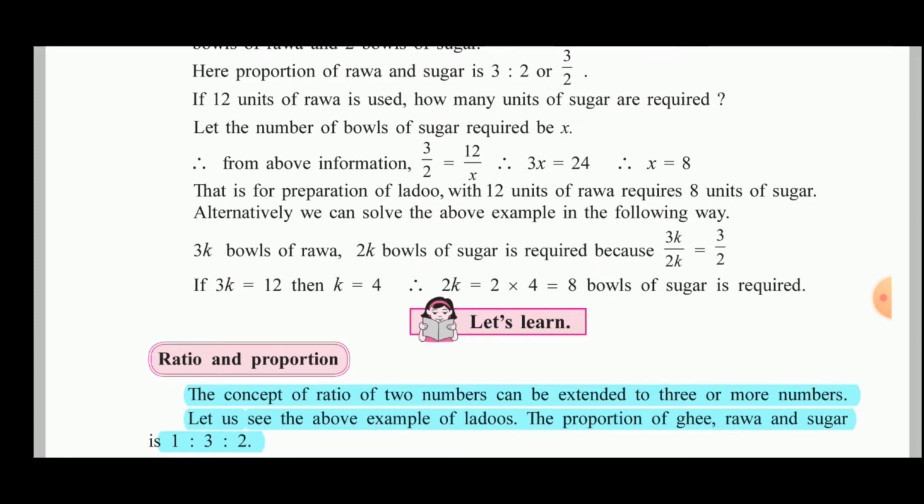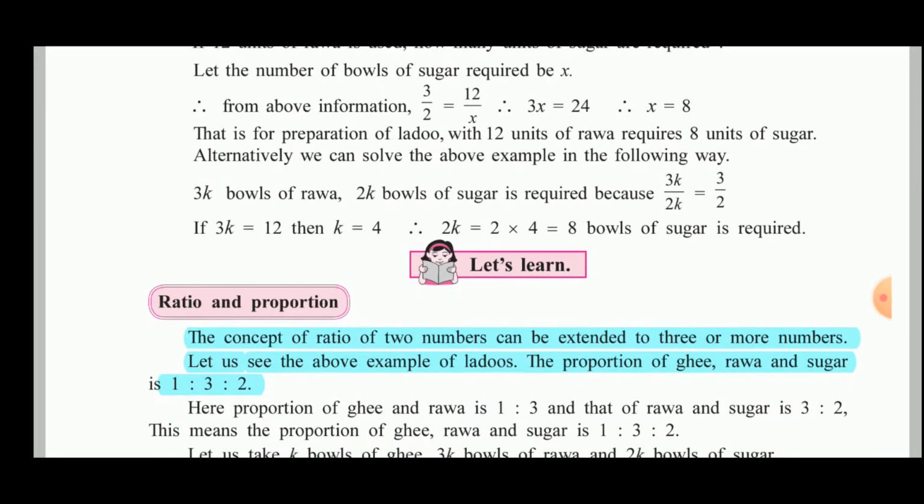Alternatively, we can solve the example in the following way also. If k is the common factor, then 3k bowls of rava and 2k bowls of sugar are required because 3k upon 2k is equal to 3/2. So if 3k is equal to 12, then k is equal to 4. Therefore, 2k will be equal to 2 into 4, that is 8 bowls of sugar are required.